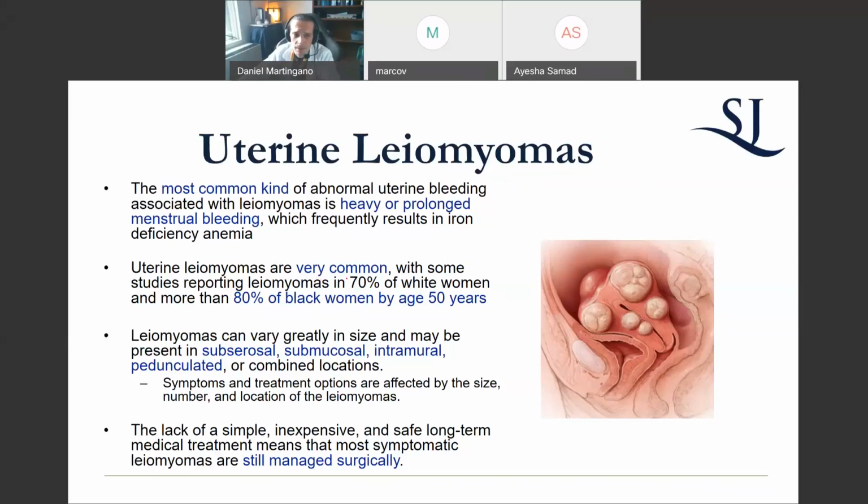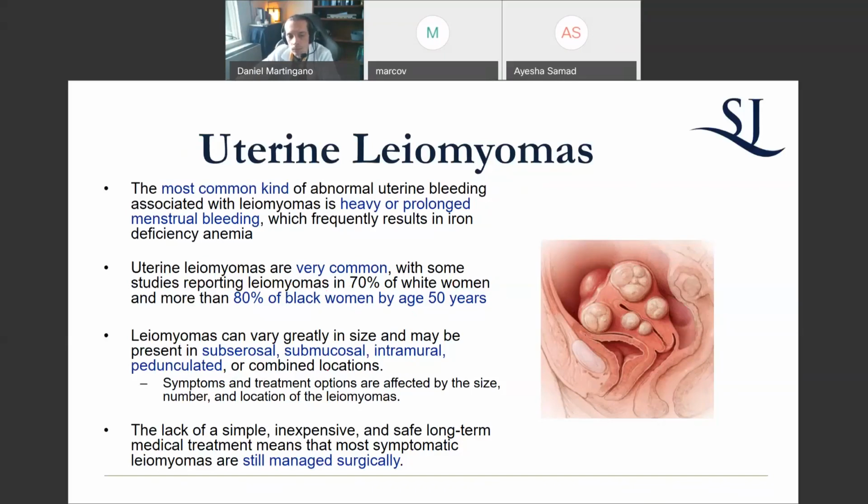Some studies report it happens. The presence of fibroids is about 70% of white women and up to 80% of black women by the age of 50 years. This doesn't necessarily mean that you're going to have a massively enlarged uterus because of fibroids, but this is just the incidence of it in general.